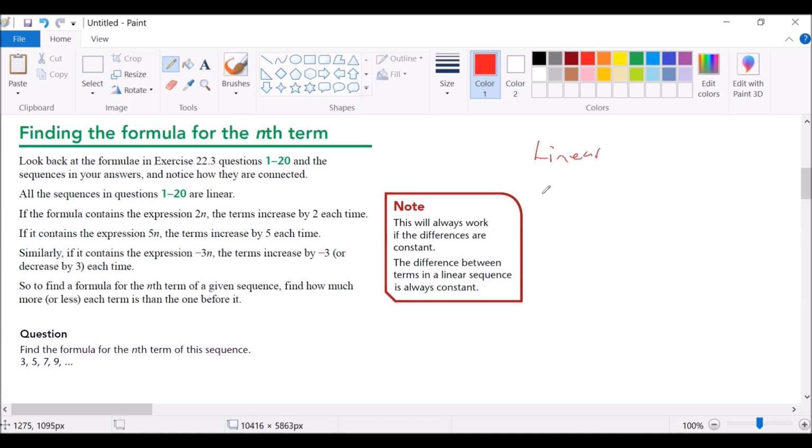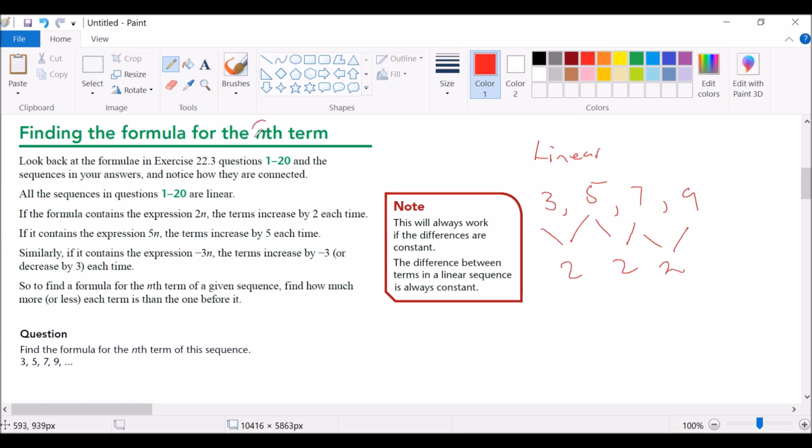Let's take an example of this question: 3, 5, 7, 9. So the difference between 7 and 9 is 2. The difference between 5 and 7 is 2. The difference between 3 and 5 is 2. We call this a common difference.